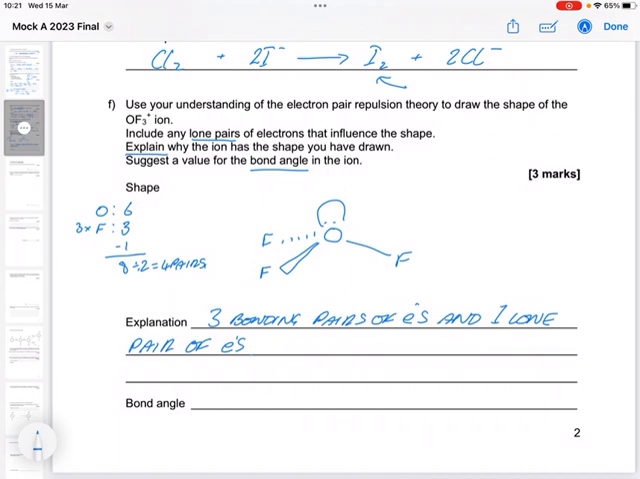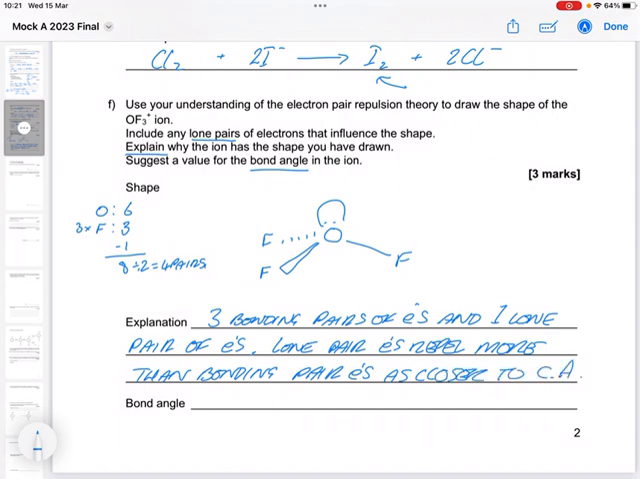Okay, so lone pair electrons repel more than bonding pair electrons as they are closer to the central atom. Central atom. Obviously don't abbreviate that, I've just done that because I'm running out of room. So tetrahedral will be 109.5. We take 2.5 off per lone pair, which gives a bond angle of 107 degrees.